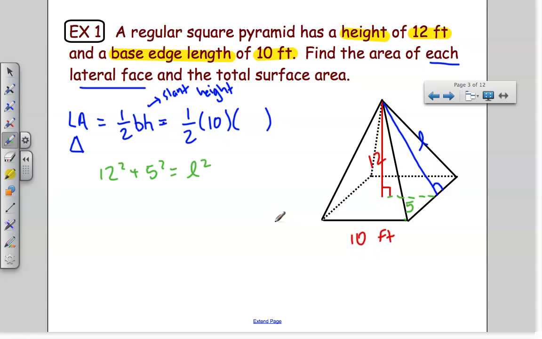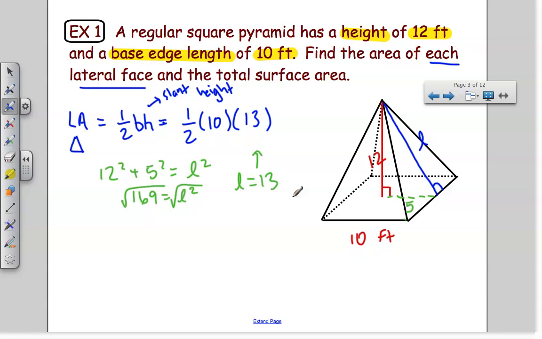12 squared plus 5 squared is 169 equals slant height squared. This is a nice one because when I take the square root to get just slant height, 169 is a perfect square. The square root is 13. So there we go, my slant height is 13. And that's actually the height of these triangles. Each of the 4 lateral faces would have a slant height of 13.